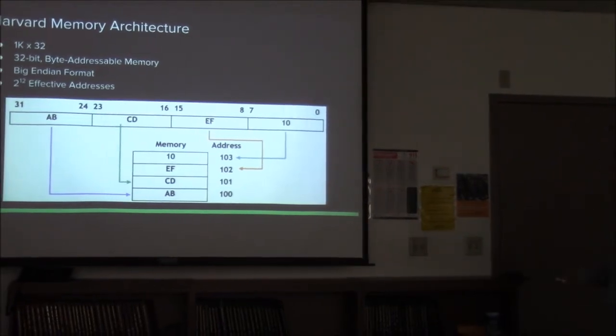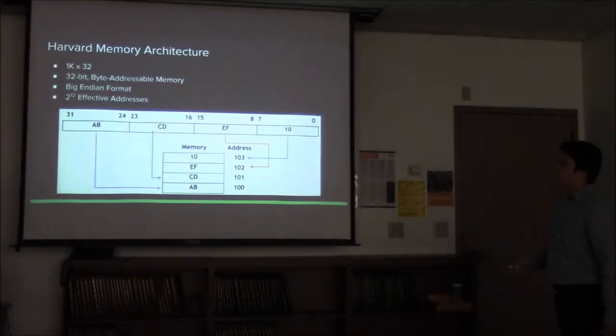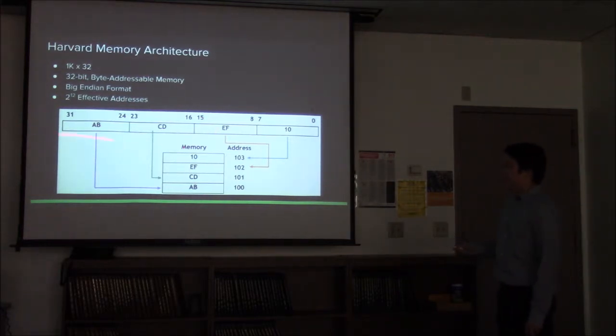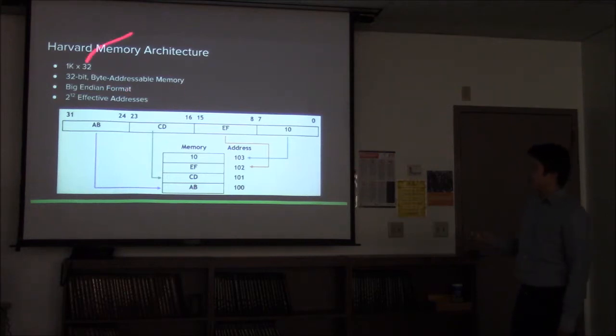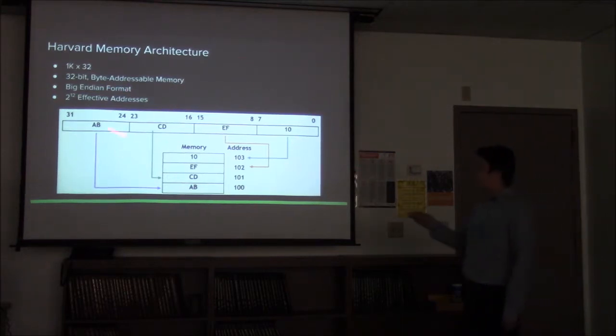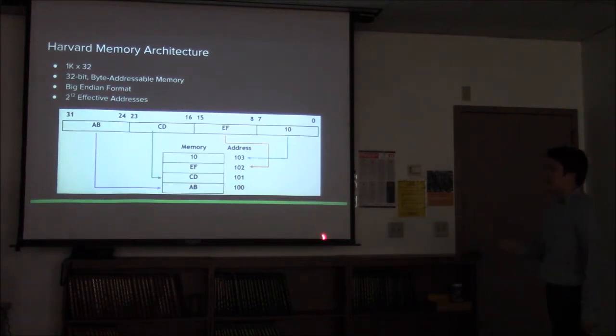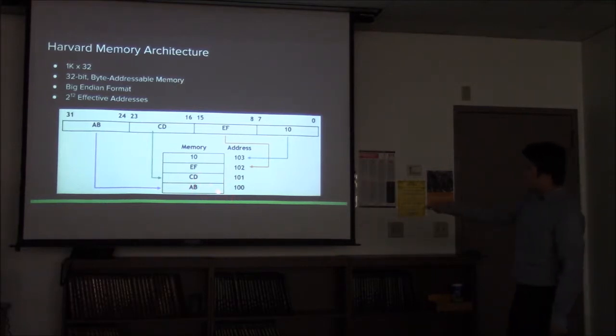A little bit about our memory architecture. It is a 1K by 32. All of our memory space is 32-bit and is byte addressable. There are 4 bytes right here, 8 bits in 1 byte, so 1, 2, 3, 4. We did it in big endian format, which means that the most significant bits of our data are loaded into the lowest byte of the memory address.